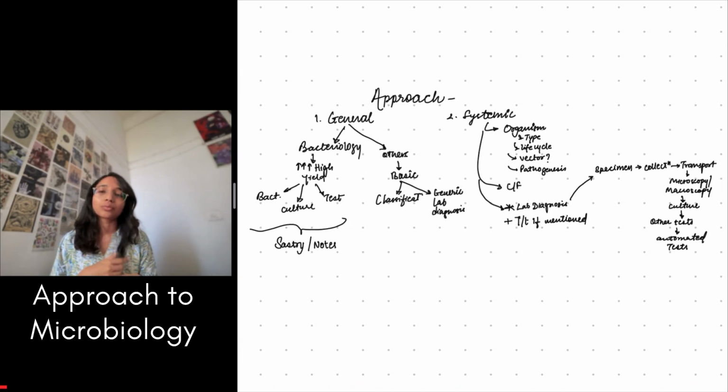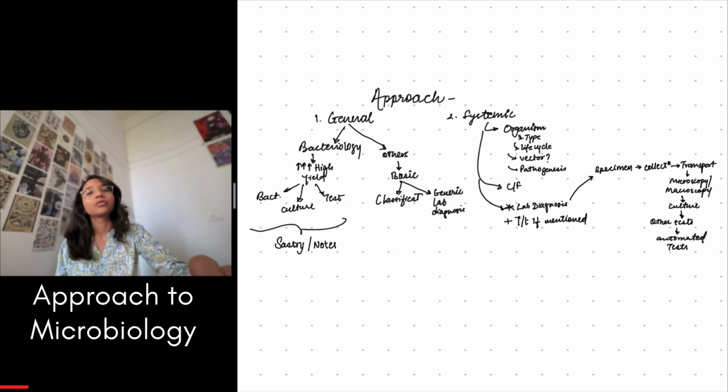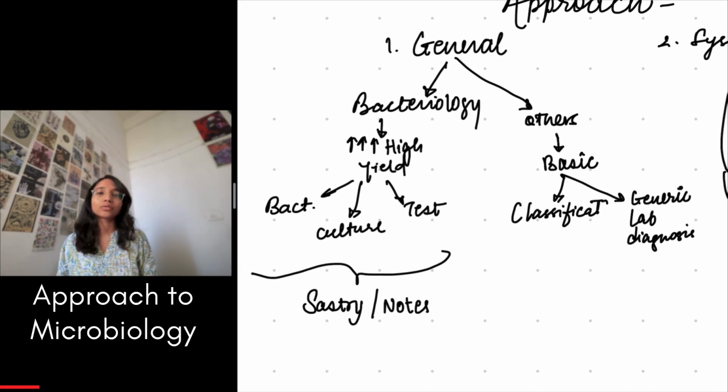Approach to the subject could be divided into two parts. First, we have the general micro, and then we have the systemic. Moving on to general. The bulk of the general is your bacteriology. Yes, there is general virology, mycology, parasitology, but the bulk of this unit is your bacteriology, which is the most high yield. So you need to learn the morphology and the genome, the genetics, all of that of the bacteria, the cultures, the tests. This is very high yield. You can easily score very well in this.